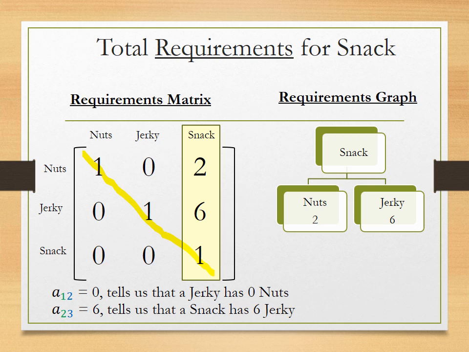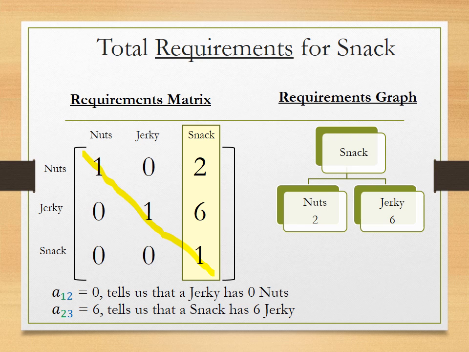So we list nuts, jerky, and snack in the same order as our columns, nuts, jerky, and snack. And so for nuts, you have 1 nut. For jerky, you have 1 jerky. For snack, you have 1 snack. So that's an important part of this requirement matrix that I would like you to notice.